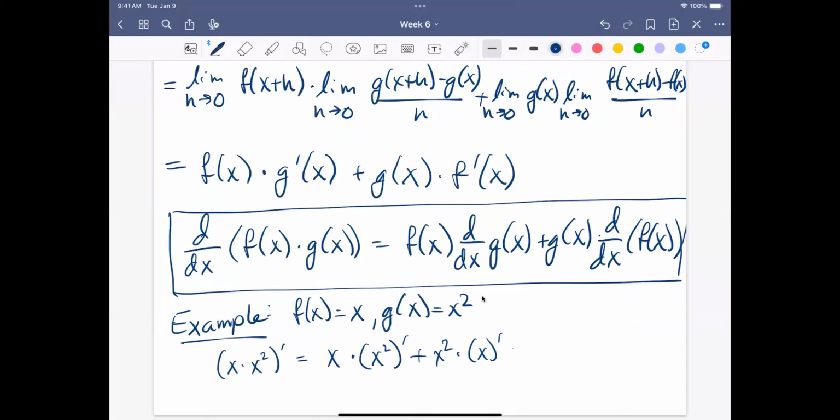And so what I get here is I've got x times, using my power rule, 2x, plus x squared times the derivative of x, which is 1. And so we get 2x squared plus an x squared, which does give us 3x squared, which is the derivative of x cubed using power rule. So it checks out, it works.